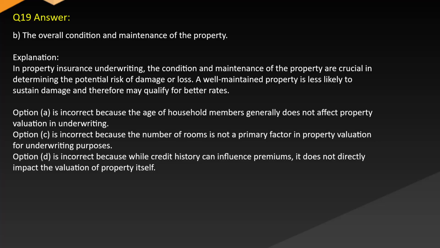Option A is incorrect because the age of household members generally does not affect property valuation in underwriting. Option C is incorrect because the number of rooms is not a primary factor in property valuation for underwriting purposes. Option D is incorrect because while credit history can influence premiums, it does not directly impact the valuation of property itself.